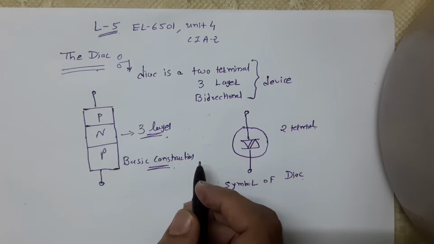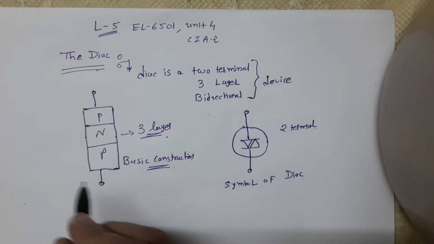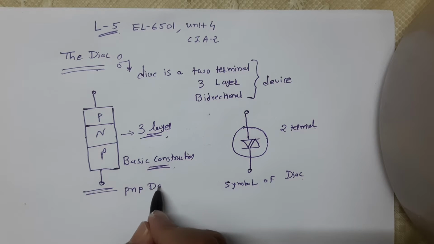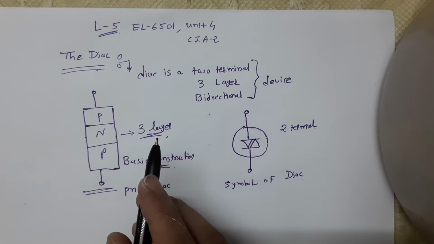The diac can be constructed in either NPN or PNP. Here this is our PNP diac. This figure shows the basic structure of a PNP diac. The two leads are connected to the P region of the silicon separated by an N region. The structure of the diac is very much similar to that of a transistor.